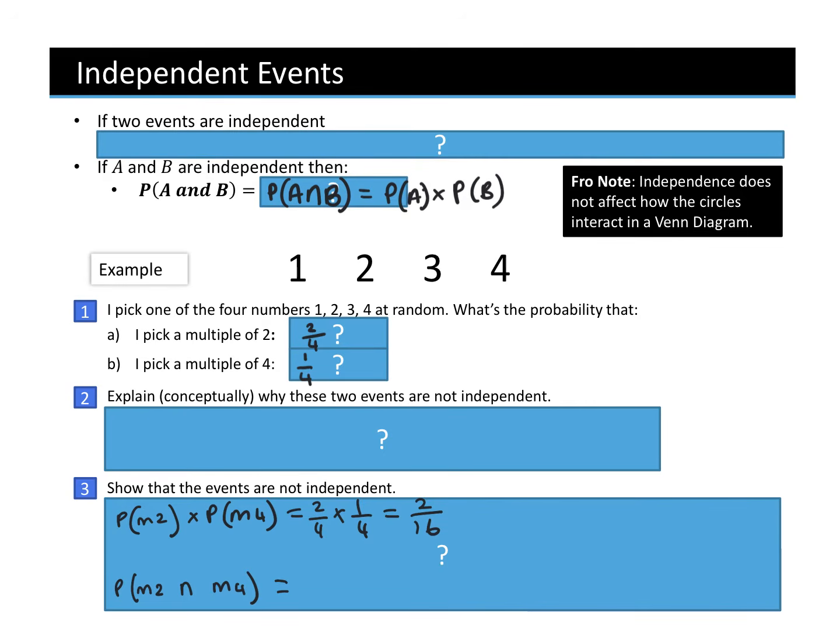If I was to draw this as a Venn diagram, multiples of 2 here, multiples of 4 here. Let's think about it. The multiple of 2 is 2, and then a multiple of 2 and 4 is 4. 1 would be on the outside and 3 would be on the outside. Everyone happy? So a multiple of 2 and a multiple of 4, we know is just 1 out of 4.